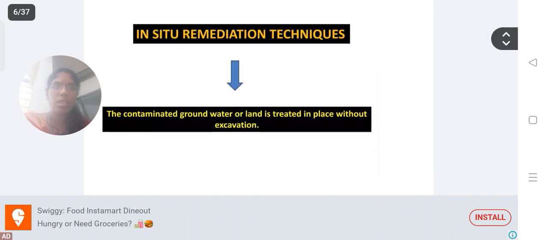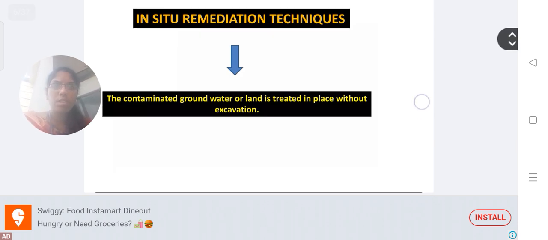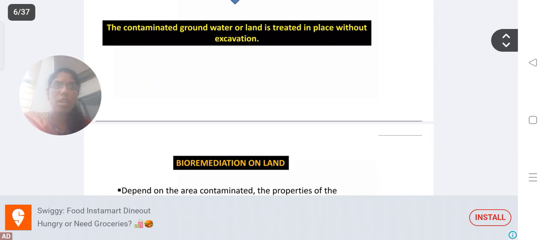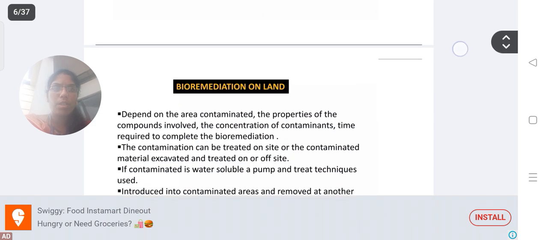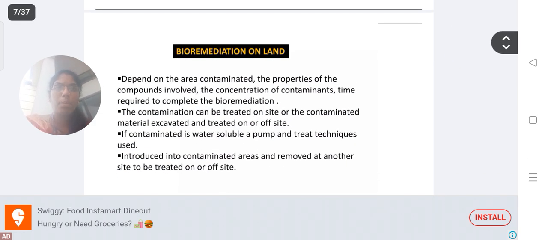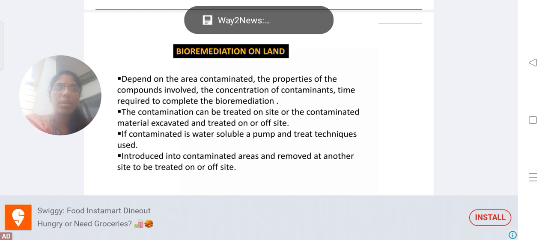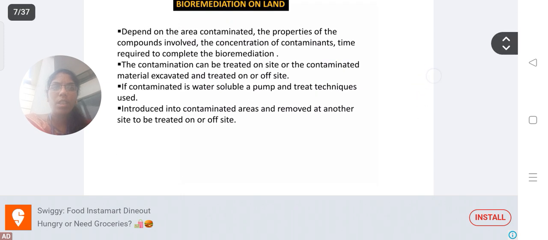In situ remediation techniques: contaminated groundwater and land are treated in place without excavation. Bioremediation on land depends on the area contaminated, the properties of the compounds involved, the concentration of contaminants, and the time required to complete the bioremediation. The contamination can be treated on site, or the contaminated material excavated and treated on or off site. If the contaminant is water soluble, pump and treat techniques are used, where it is introduced into contaminated areas and removed at another site to be treated on or off site.